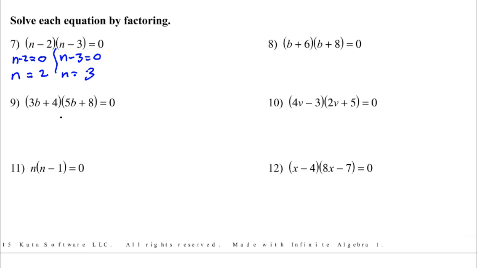And it's okay to have fractions. Like here you have 3b plus 4 is 0, and 5b plus 8 is 0. So you just have to subtract 4 on both sides. Don't change anything to a decimal. Divide by 3, divide by 3. So b equals negative 4 over 3, and that's okay for your answer. Just leave it as a fraction, that's all right.